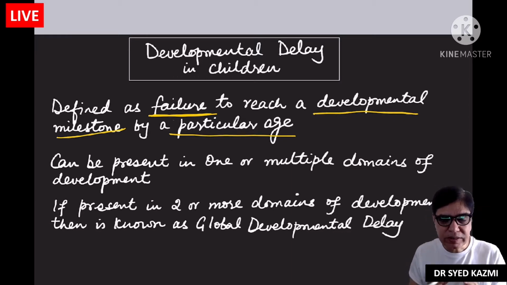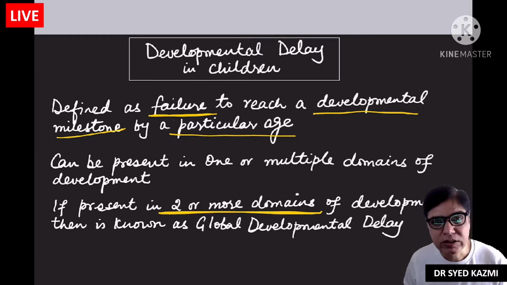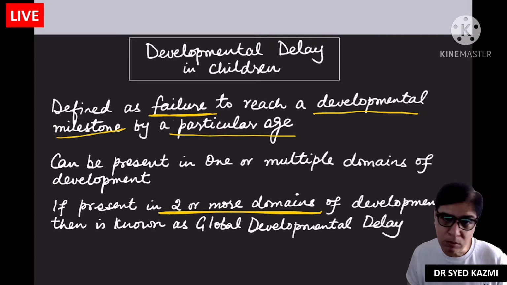That developmental delay can present in either one domain, that it might be isolated only to gross motor or fine motor or social domains, or if it is present in more than two domains, then we call it global delay. So if a child has got delay in gross motor as well as fine motor, that would be developmental delay. If he has got developmental delay in gross motor, fine motor and social, that is global developmental delay. So by definition, a global developmental delay is two or more domains in which the child has failed to reach his developmental milestones, which are normal for that particular age.